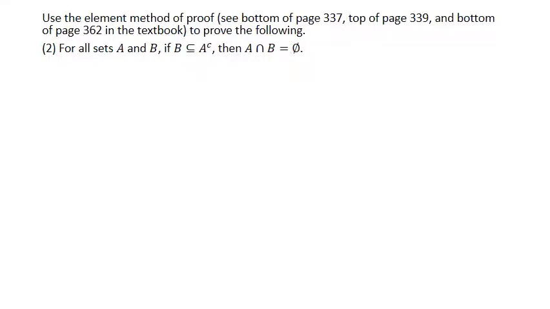Okay, so for number 2, for all sets A and B, if B is a subset of A complement, then A intersect B is empty. Okay, so this one is still the element method of proof, but it's a little bit of a different approach. So let me show you how to do it.